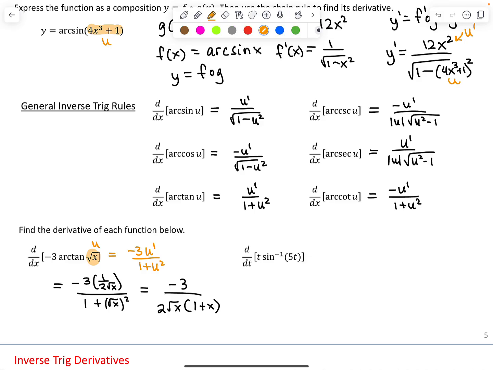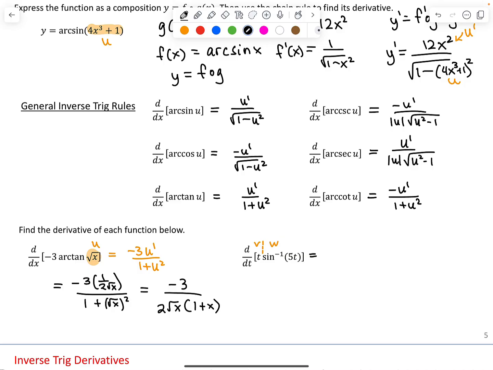In this next example, t is the independent variable. This time I have a coefficient that's not a constant, it's a t, times an inverse sine of 5t. So I need to use the product rule in this one. Split right here. I'm going to use v and w as my 2 representations of the factors.